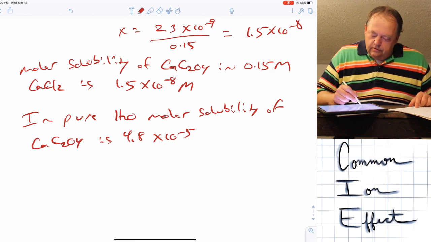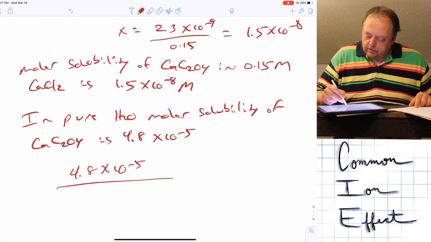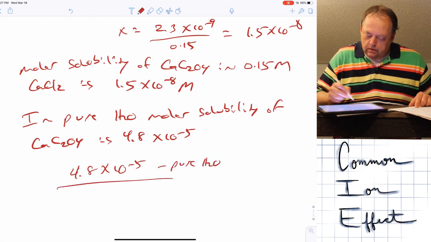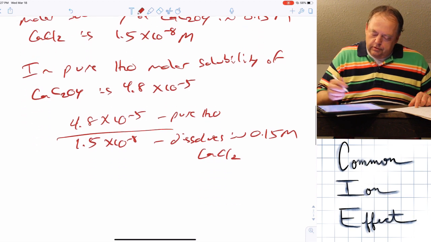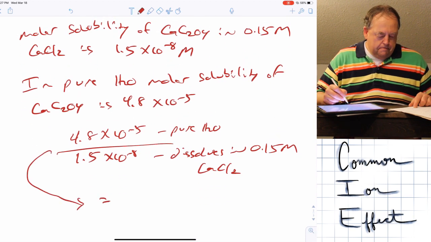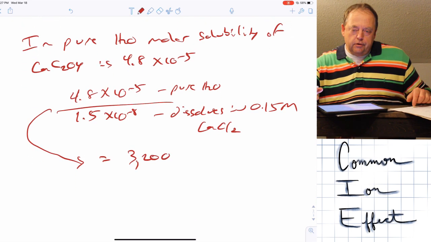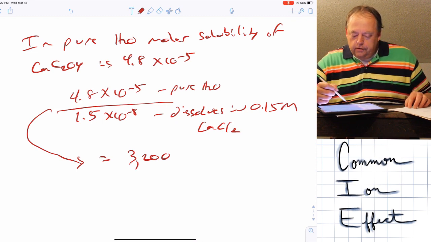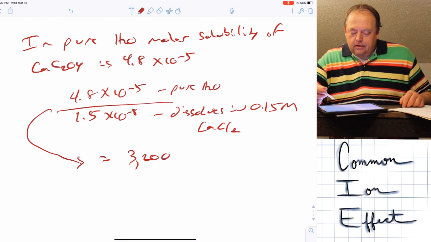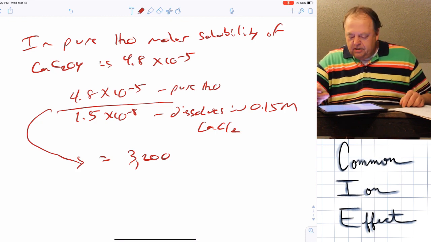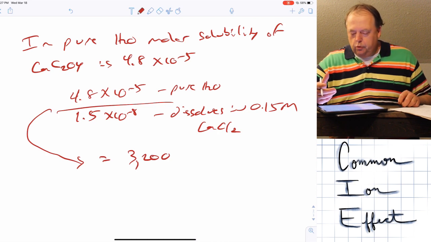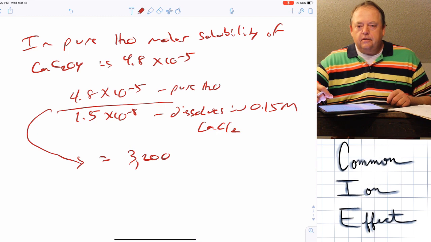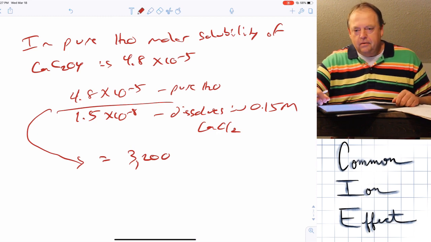So if we just take these two numbers and divide them, this is how much dissolves in pure water, divided by the 1.5 times 10 to the minus 8, which is how much dissolves in the 0.15 molar CaCl2. If you calculate that out, you get 3,200. So that basically means that CaC2O4 is 3,200 times more soluble in pure water than it is in 0.15 molar calcium chloride. And that's because the calcium that's present, by Le Chatelier's principle, shifts the equilibrium back to the left and suppresses the CaC2O4 from dissolving. And so that's what's known as the common ion effect. If you add a common ion, that's going to shift the equilibrium in the opposite direction.